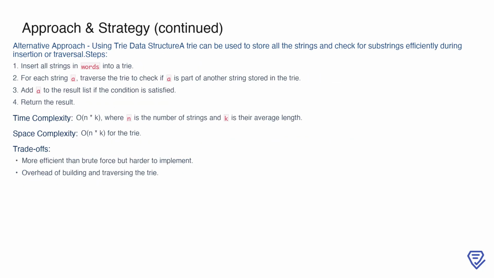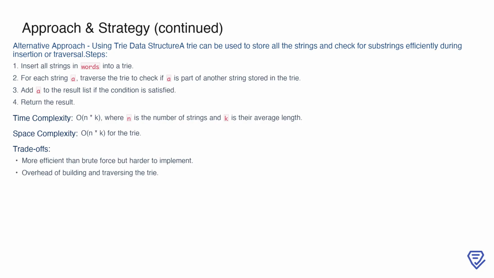Another alternative is to use a tree data structure, which allows for efficient substring checks during insertion or traversal. In this approach, we start by inserting all strings from the array into the tree. The tree organizes strings in a way that makes it easy to check if one string is part of another. For each string, we traverse the tree to determine if it exists as a substring of any other string stored in the tree. If the condition is met, we add the string to the result list.